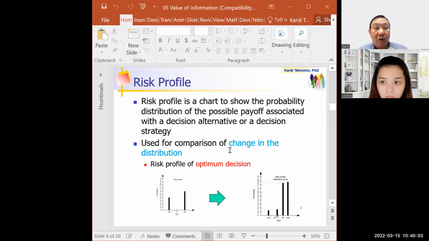So risk profile is a chart. When we say risk profile, it's basically a chart that shows the probability distribution of the possible payoff associated with a decision alternative. In your case, a while ago, how much is the value?